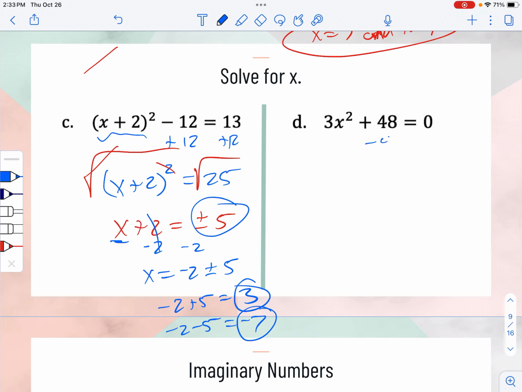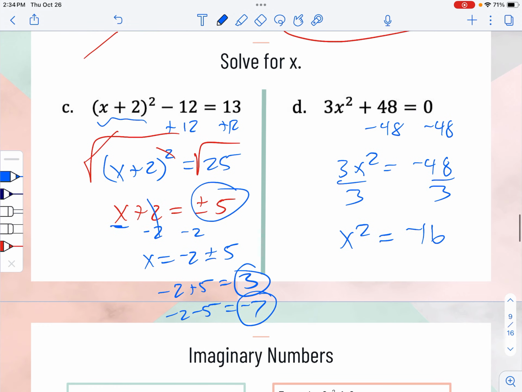Okay, let's do this last one. I'm going to subtract 48 from both sides on 3x squared equals negative 48. Divide by 3. X squared equals negative 16. Okay. So let's take the square root of both sides. Square root cancels out the square, and I get x equals plus or minus the square root of negative 16.